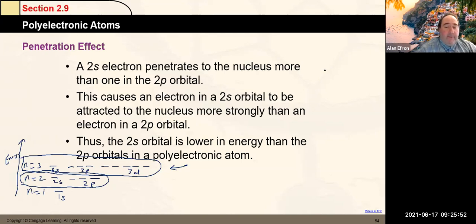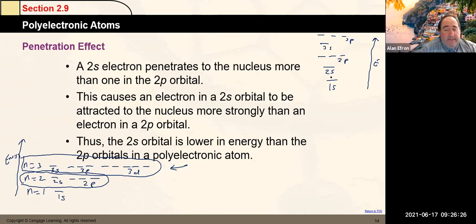What ends up happening when we have multiple electrons is that our 1s is the lowest in energy. Then we get our 2s orbital is next lowest in energy. And then the 2p orbital is the next lowest in energy. And then our 3s, then our 3p, and so forth. So we actually get this sort of separation of these orbitals in terms of their energy.